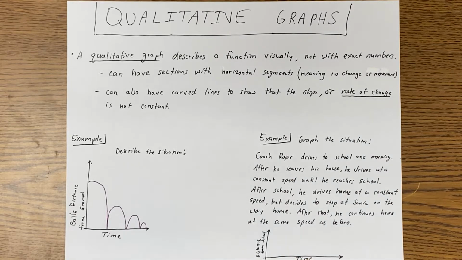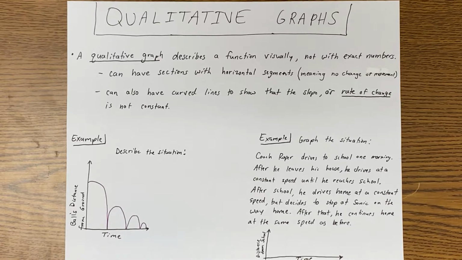In this video, we're going to look at what are called qualitative graphs. A qualitative graph describes a function visually, not with exact numbers. It can have sections with horizontal segments, meaning no change or movement, and it can also have curved lines to show that the slope or the rate of change is not constant. Okay, so that's kind of our definition, so we're going to look at a couple examples here.